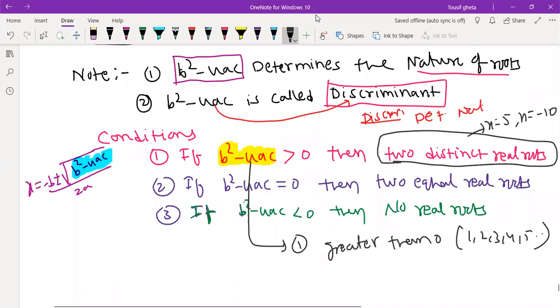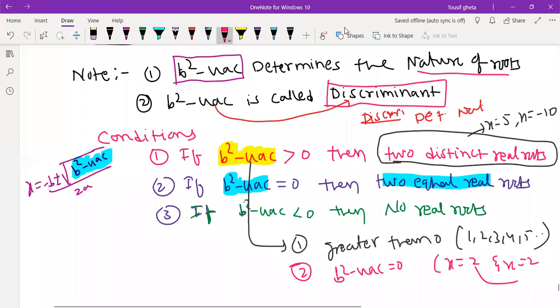If b square minus 4ac is exactly equal to 0, then you will get equal roots. Like you got b square minus 4ac equal to 0, then you will get two roots like x is equal to 2 and the other also x is equal to 2. Same root, equal roots you will get, if you simplify the equation.